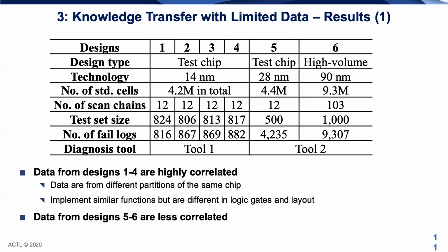Two groups of designs are used for experiments. Designs 1 to 4 are test chips for characterizing the manufacturability of random logic. They implement similar logic functions but are different in logic gates and layouts, so they are supposed to be highly correlated. Design 5 is a 28 nanometer test chip and design 6 is a 90 nanometer high volume part, so they are relatively less correlated.